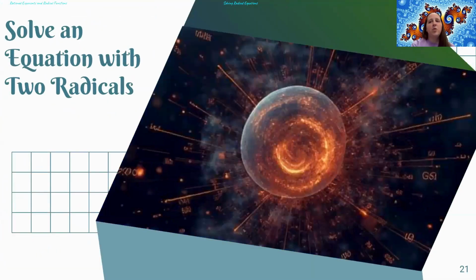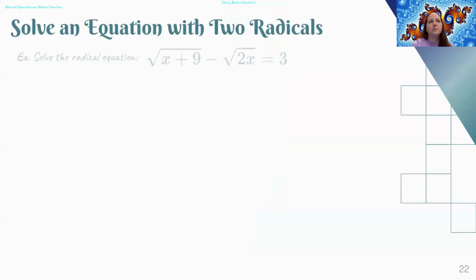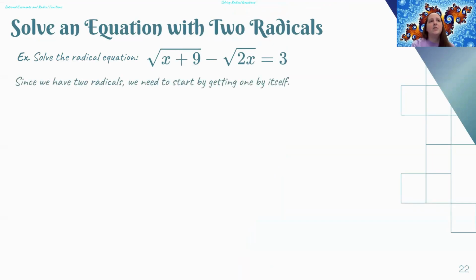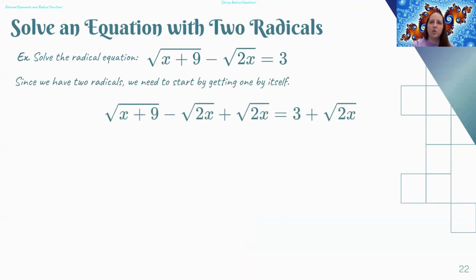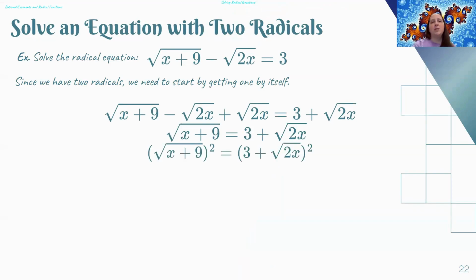Solve an equation with 2 radicals. Okay, so I have the radical equation, the square root of (x + 9) minus the square root of 2x equals 3. Since we have 2 radicals, we need to start by getting 1 by itself. So I'm going to add the square root of 2x to both sides of my equation. And then I'm going to square both sides.